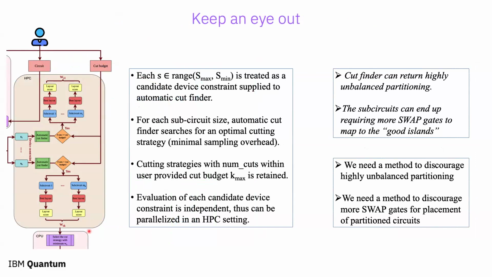And the way we do this is slightly indirect. We need a method to discourage highly unbalanced partitioning. But that doesn't mean that I want a 50-50 partition, because I showed you that there are better partitions than 50-50. Just a slight increase is actually better. So we also want to discourage partitioning which will lead to many swap gates for placement.